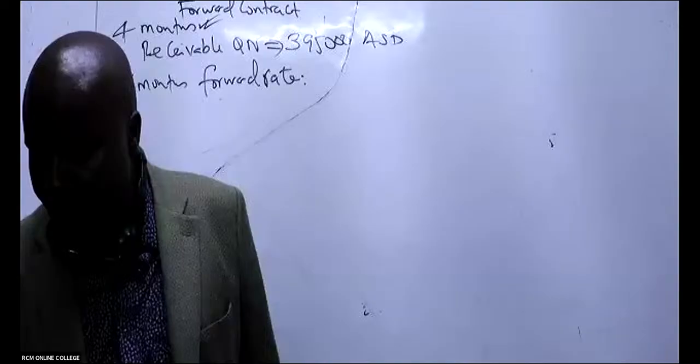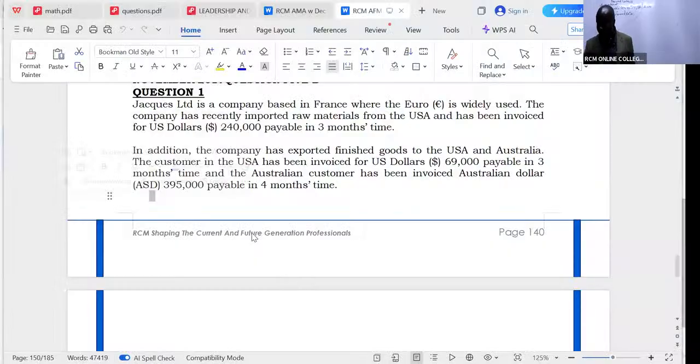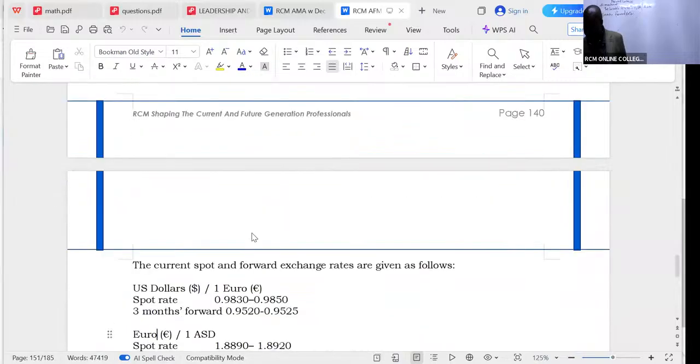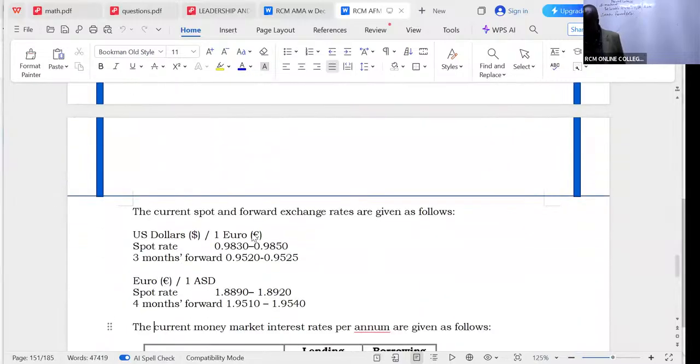So the 4 months, my good students, what are they telling me? It is 19,510 all the way to 19,540. And then remember, this is euro per ASD.